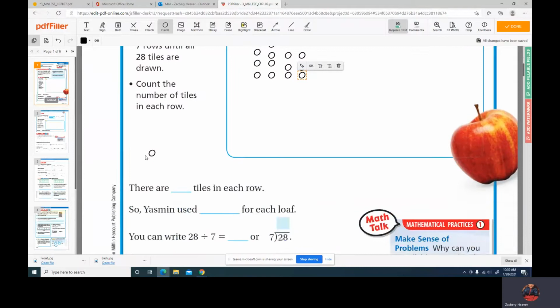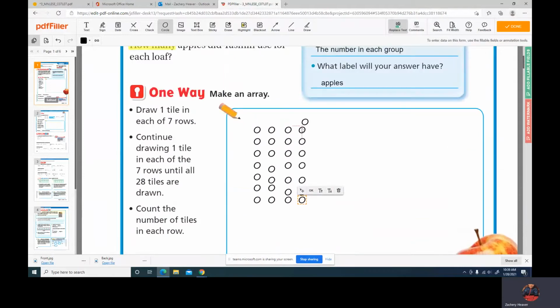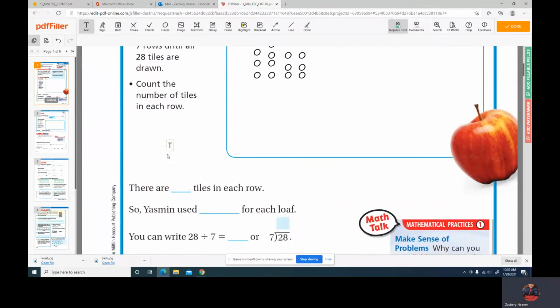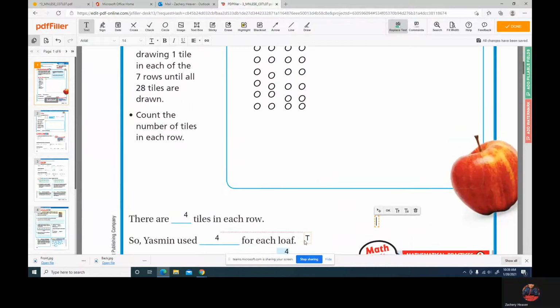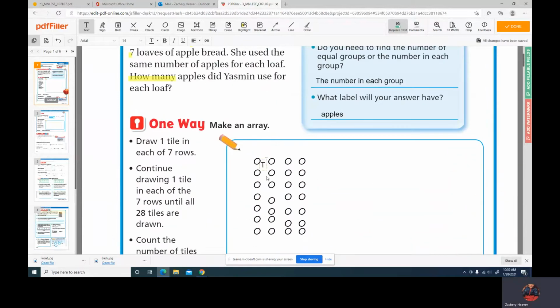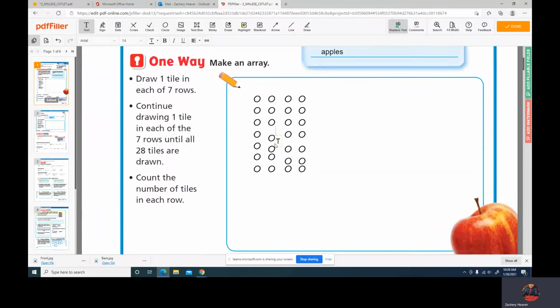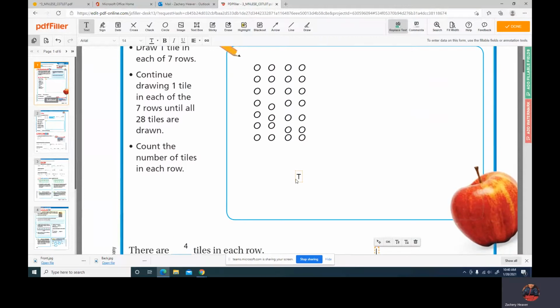So in each row, we have 1, 2, 3, 4. So there are 4 tiles in each row. So Yasmin used 4 for each loaf. We know 28 divided by 7 is 4. So it's going to be 4, 4, 4, and 4 all the way down. Okay. We have 7 equal groups and 4 in each. So the number in each group is 4 apples, and it takes 4 apples to make each loaf.